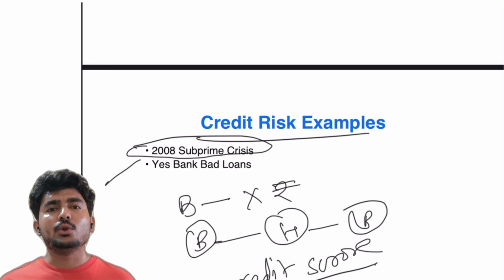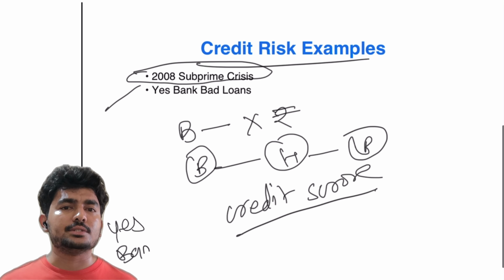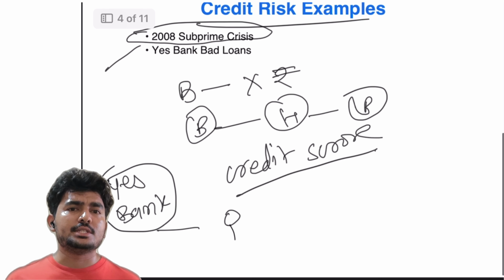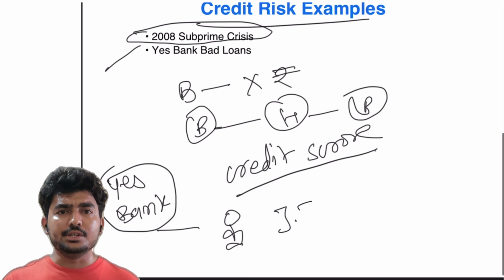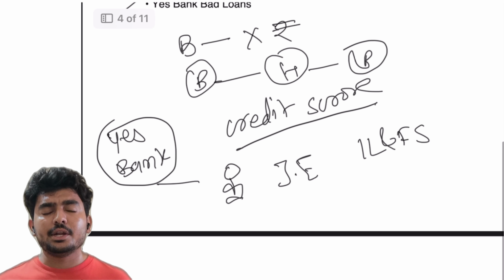And this isn't just global. India saw the same pattern in the Yes Bank crisis. Loans were given to stressed companies like Jet Airways, DHFL, IL&FS. When they defaulted, Yes Bank collapsed under credit risk.